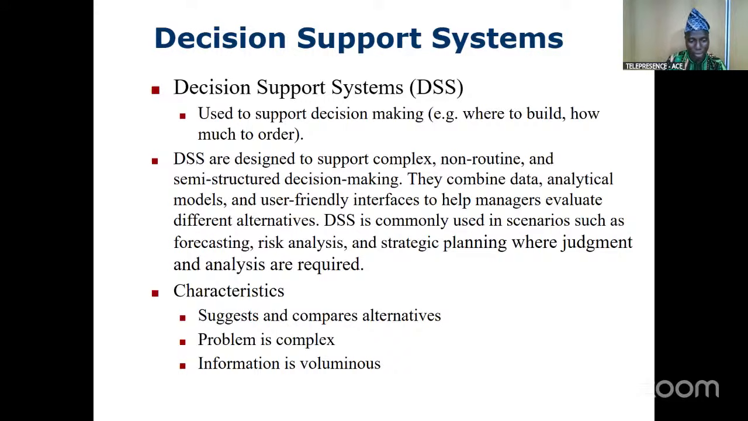When the problem is complex, when information is voluminous, and when you have to compare alternatives, it is very good to use a decision support system.